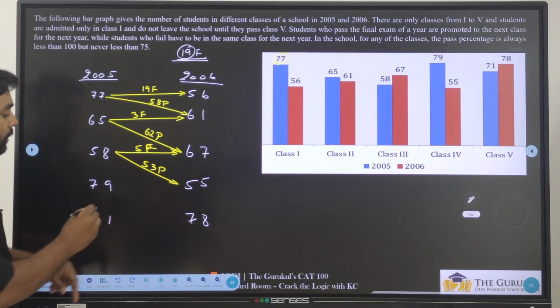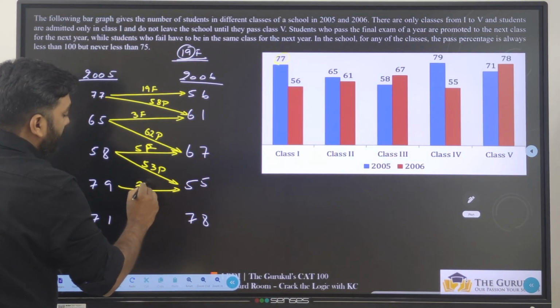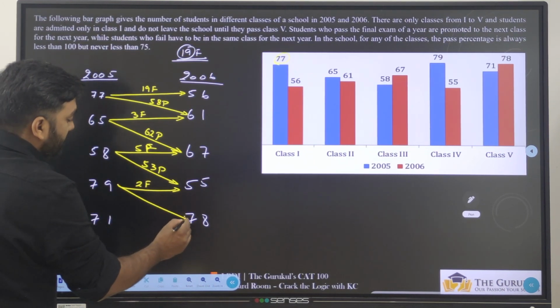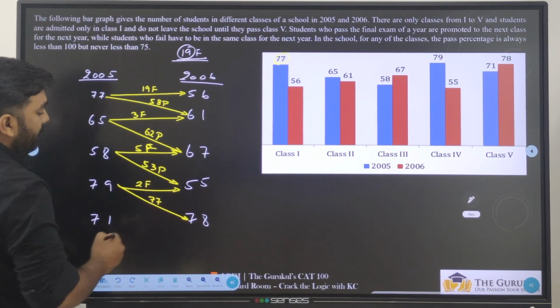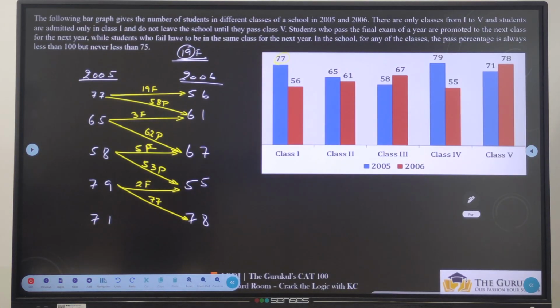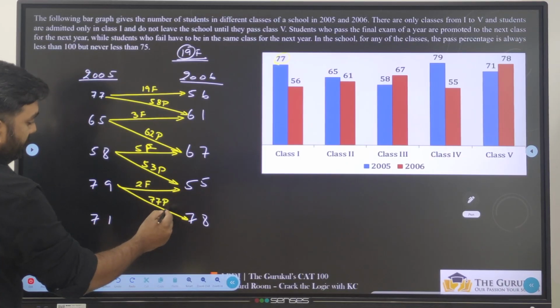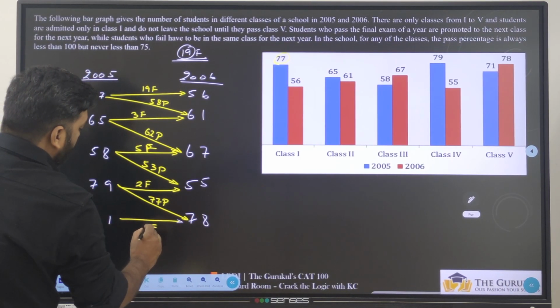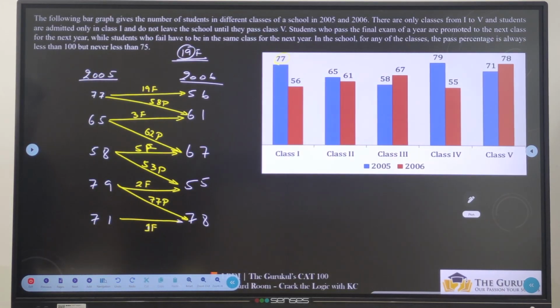But I'm having 55 over here, which means 2 people failed the exam over here, which means the remaining 77 should be going for the next class. Okay, these 77 passed and went for the next class. I'm having 78, which means 1 student failed the exam over here.